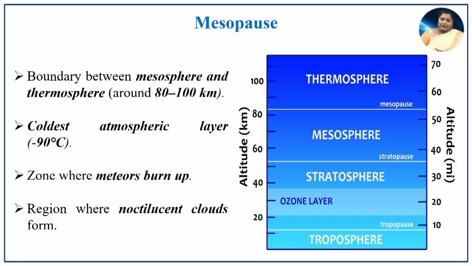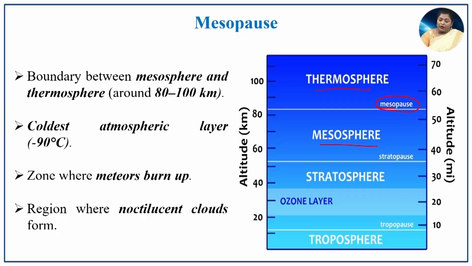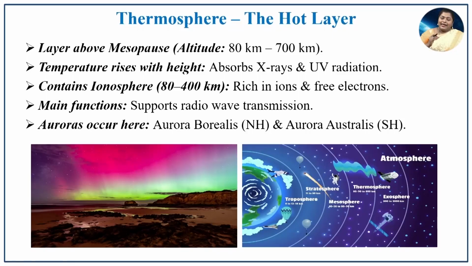The boundary between the mesosphere and the thermosphere is the mesopause. So, it is the coldest atmospheric layer. It is the zone in which the meteors burn up. This is the region where the noctilucent clouds form. The next layer, that is the fourth layer of the atmosphere, is the thermosphere. From the name thermosphere, we can understand that thermo means heat. It is also known as the hot layer.